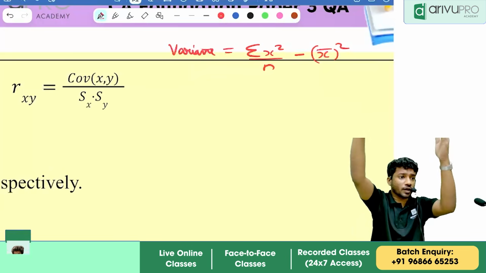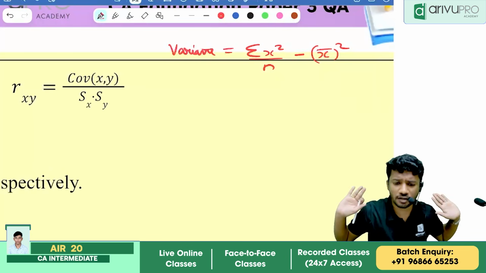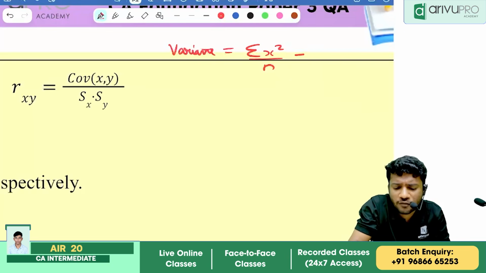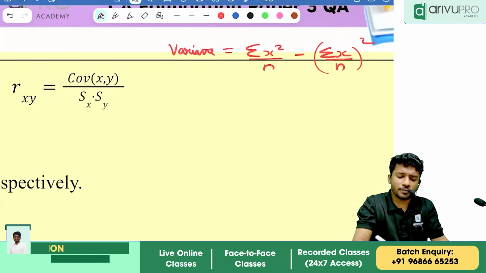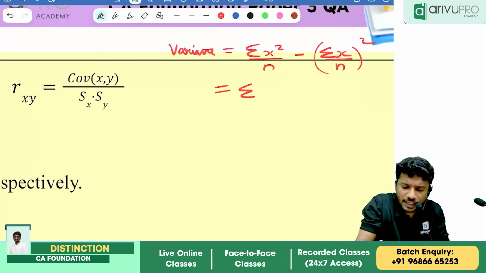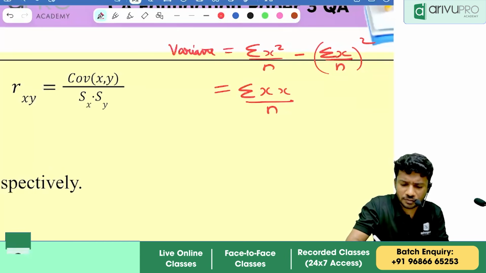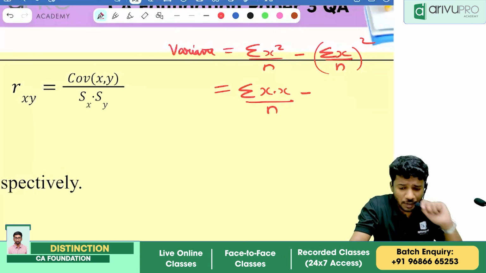Then the root sign and the square will cancel off. Now, instead of x bar, what is the formula for x bar? Sigma x divided by n, the whole square. So I am going to rewrite it. Can I write x square as x into x divided by n? The x into x minus sigma x the whole square.